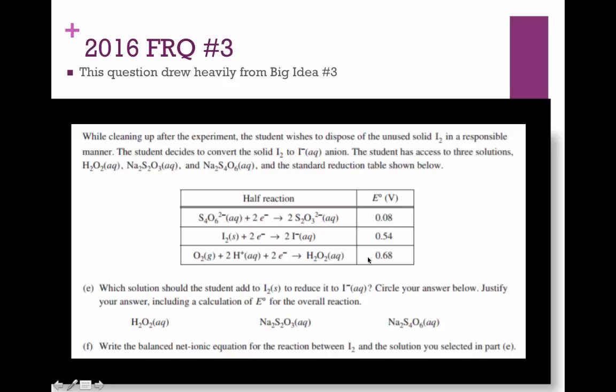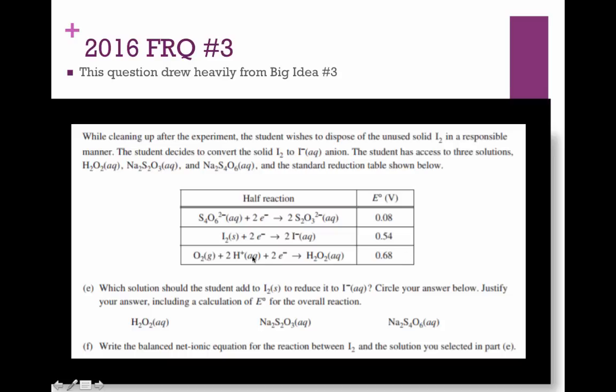What does it mean if we have a higher reduction potential? It's more likely to reduce. So if we want I-, we want this middle half reaction to take place. This needs to be the highest reduction potential that we're dealing with in the reaction. Okay, so let's keep that in mind. This is the number that we want to be highest.